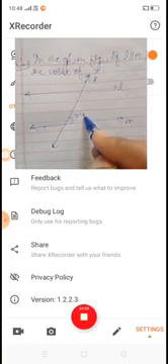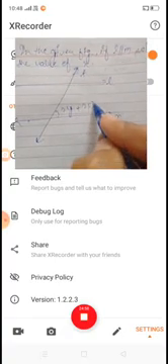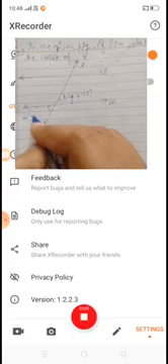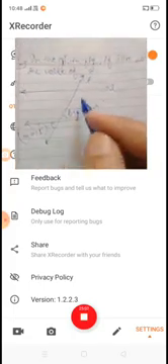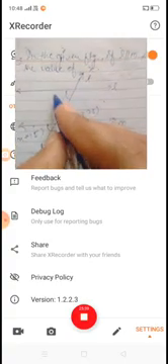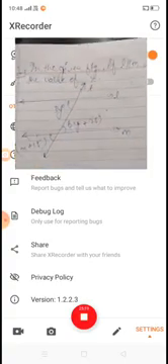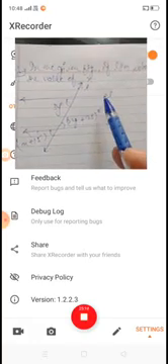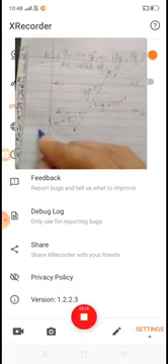This angle is 2y plus 25 degrees. This is x plus 15. Okay, and this angle is given by 3y degrees. And in this figure we find the value of x. Okay, now solve it.